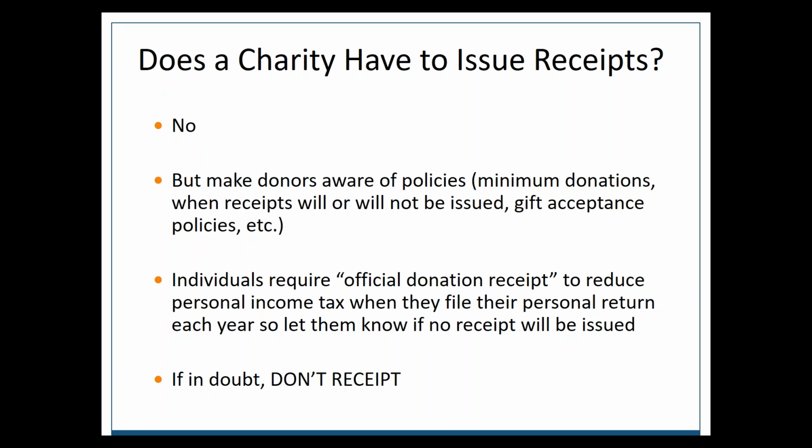The point that CRA makes, and I think it's a good point, is that if you're not going to issue receipts for certain things, you should just let people know so there isn't disappointment later. So what that means is that if, for example, you're not going to issue receipts for donations under $20, then you should let people know that. If you're only going to issue receipts for cash and not gifts in kind, you should let them know that. Or if you're only issuing receipts for cash and appreciated marketable securities, but no other gift in kind, then you should let them know that.